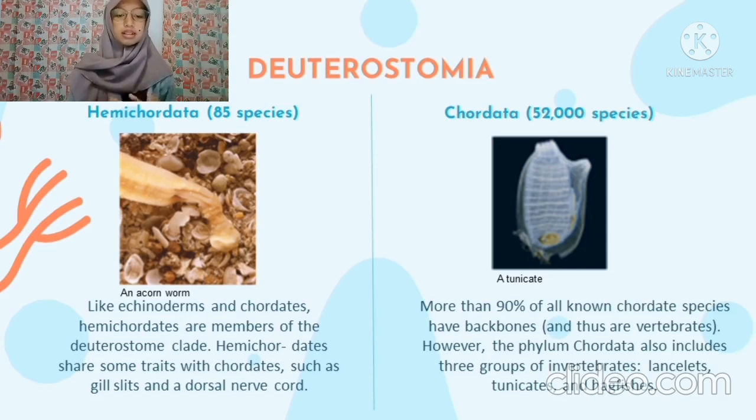Next, the second deuterostome is chordates. There are 52,000 species of chordates in the world. More than 20% of all known chordate species have backbones, and thus are vertebrates. However, the phylum Chordata also includes three groups of invertebrates: lancelets, tunicates, and hagfishes.